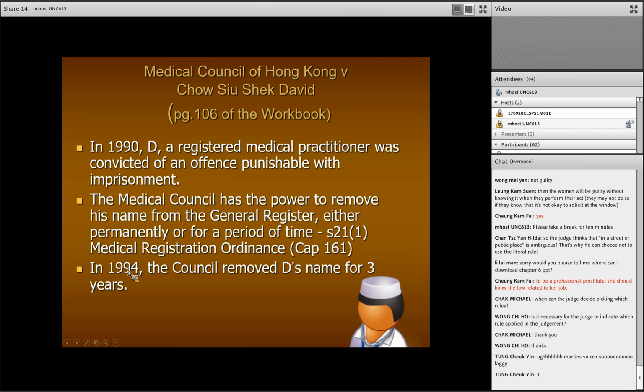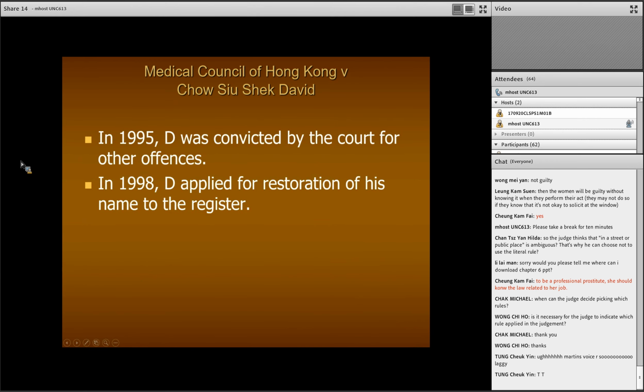So in this case, in 1994, which was after 1990, the council removed his name for three years. Up to this stage, you cannot find anything wrong. It's something so usual.